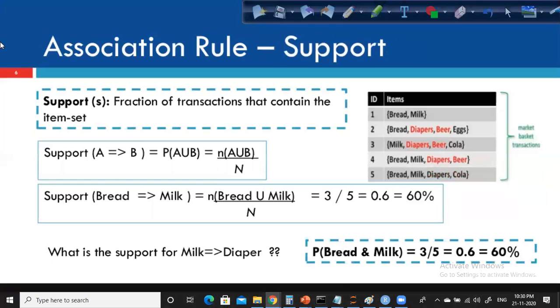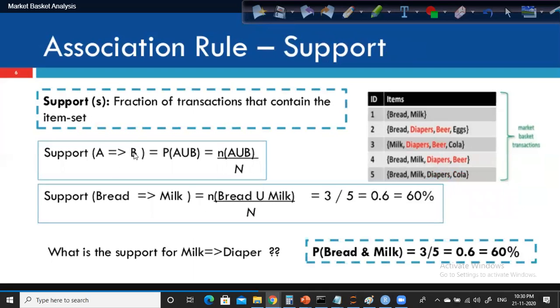So this is the formula, right? The probability of A union B is equal to the number of times bread and milk are purchased together out of the total number of transactions, and that is your support.